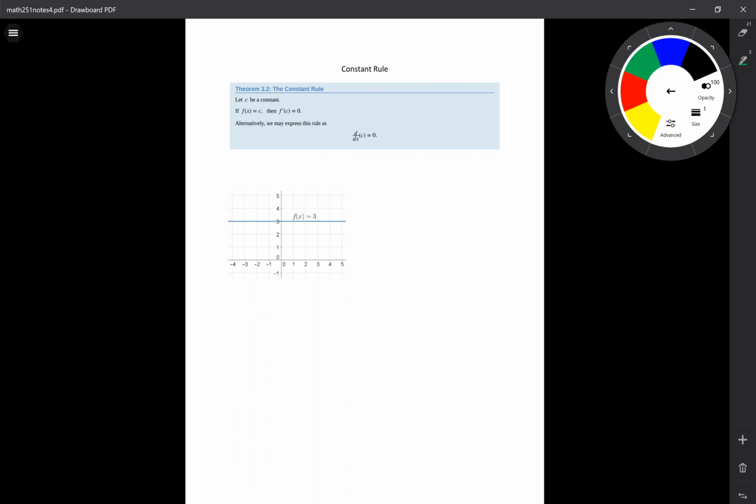Now if we think about what this is saying, it totally makes sense. This is saying that the slope, which is the derivative, right? A slope and the derivative, those are the same thing. The slope of a constant is equal to 0.